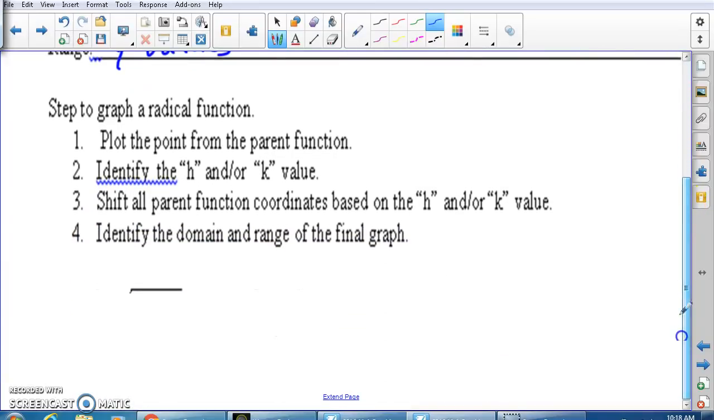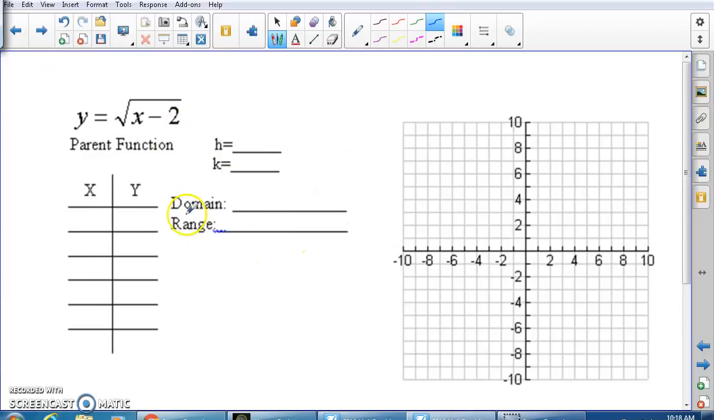So these are the steps that we're going to follow in order to graph these functions. So we're going to plot the point of the parent function that we did above. And then we're going to look at h and k values, and we're going to shift all the parent function coordinates based on the h and k values. So we kind of did this with a family of functions. The last thing we're going to do is identify the domain and range of the final graph. So let's look at the first example.